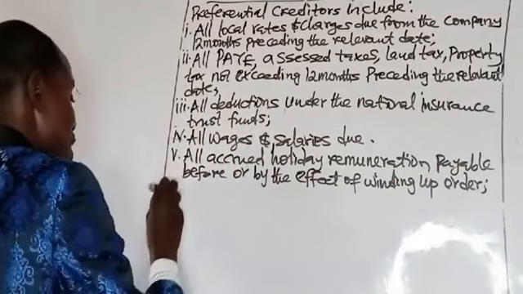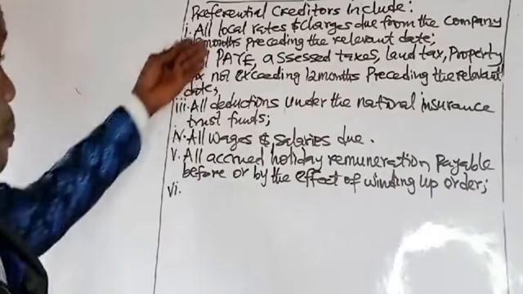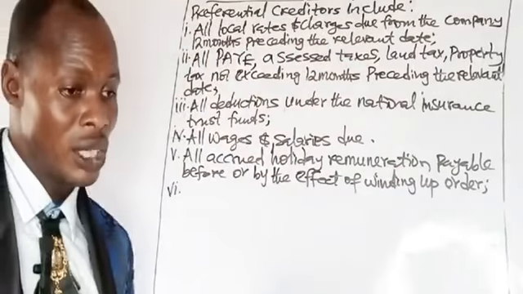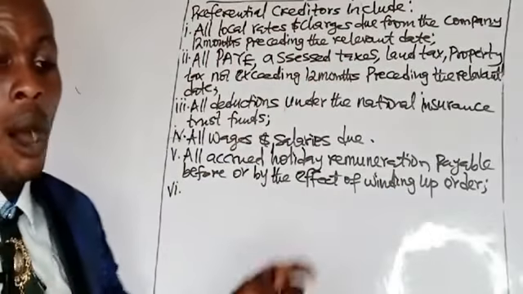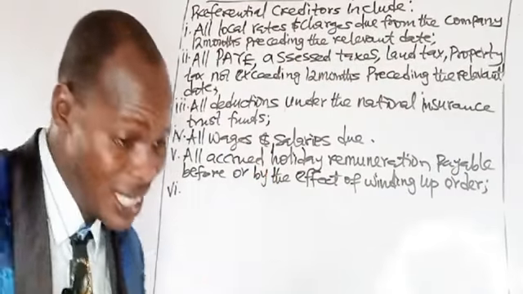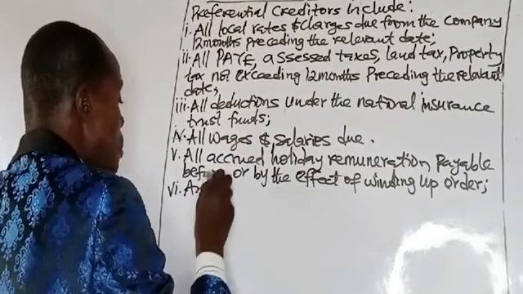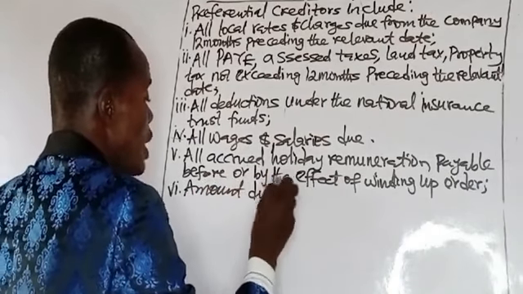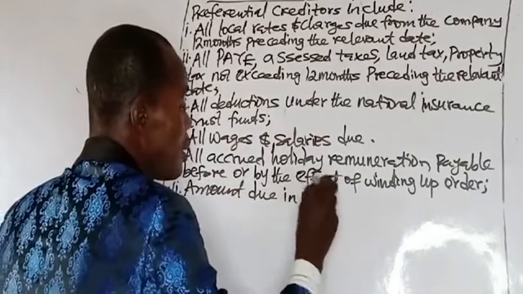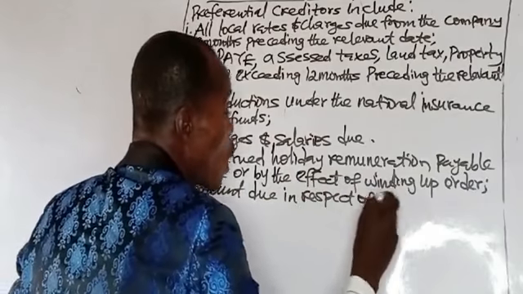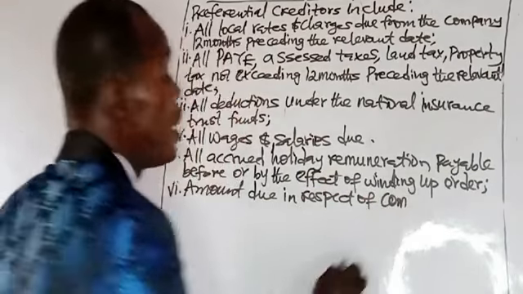Number six. So, preferential creditors include all this. Number six, amount due in respect of compensation.